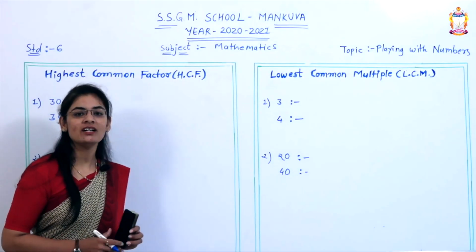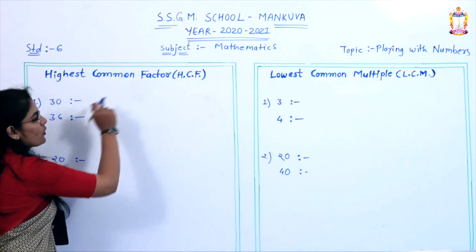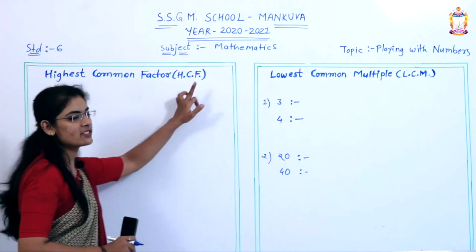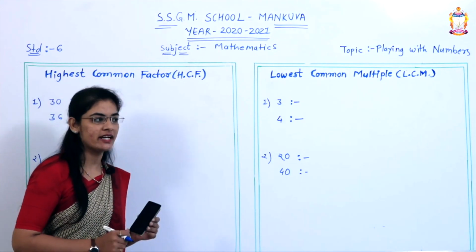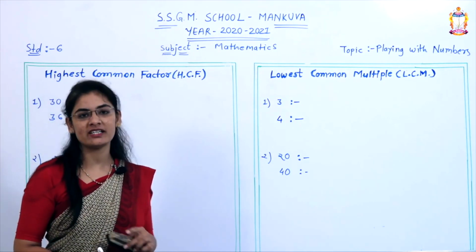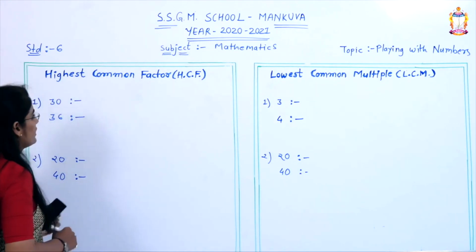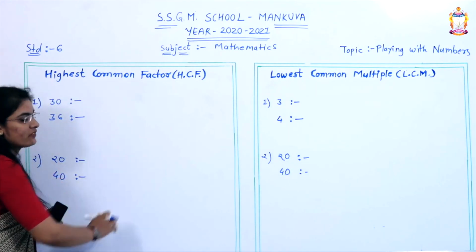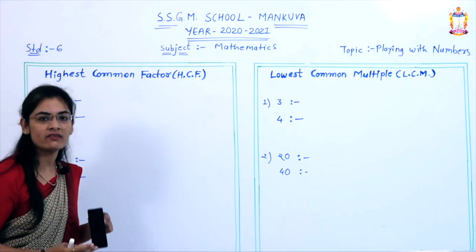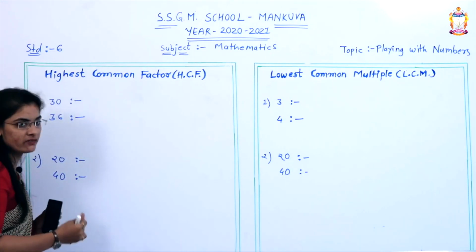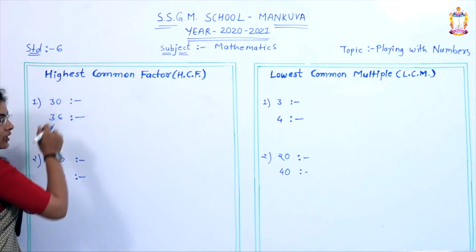Let us come to the new topic, highest common factor. In short, HCF. It means that we have to find factors of given numbers, right? So let us start with the first one, 30. In this topic, we need two or more given numbers. Suppose we are taking 30.